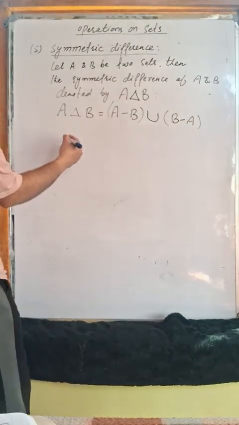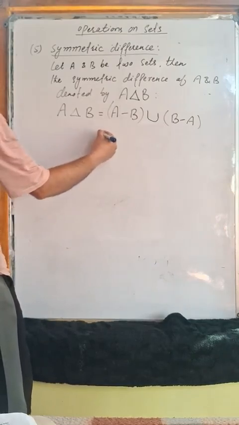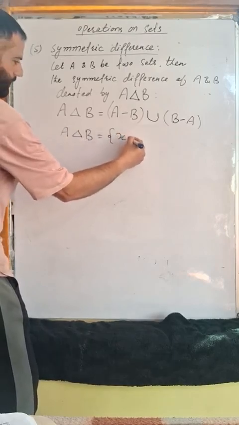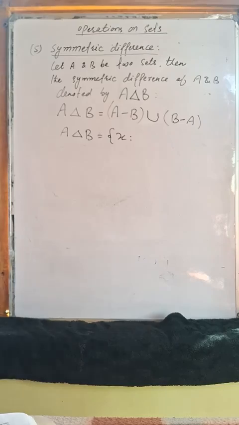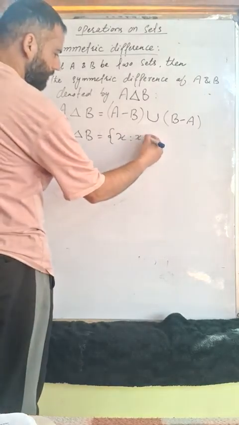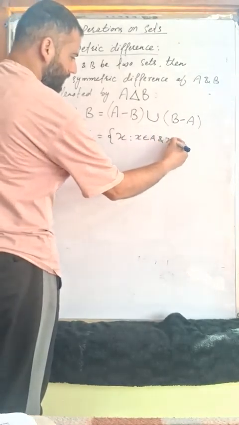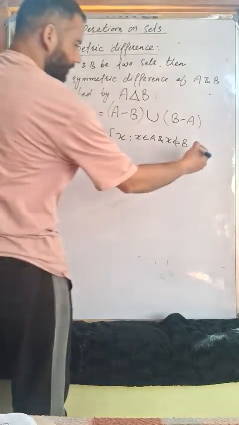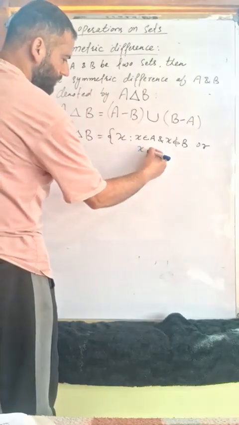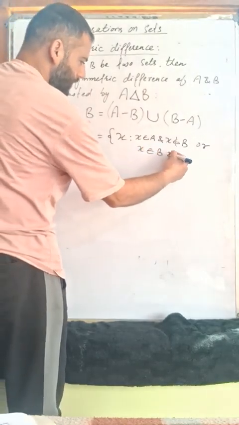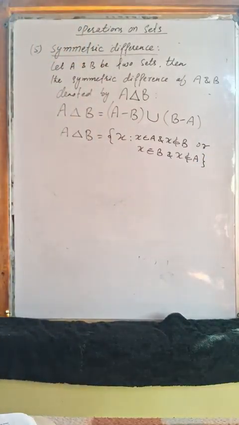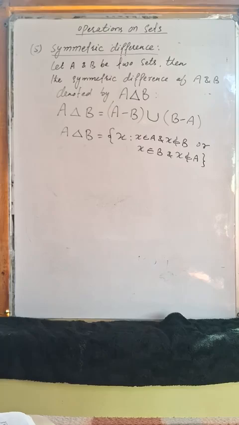Symbolically, we can write it in set builder form: x such that x belongs to A and x does not belong to B, or x belongs to B and x does not belong to A. Okay, it is the set builder form of the symmetric difference of two sets.